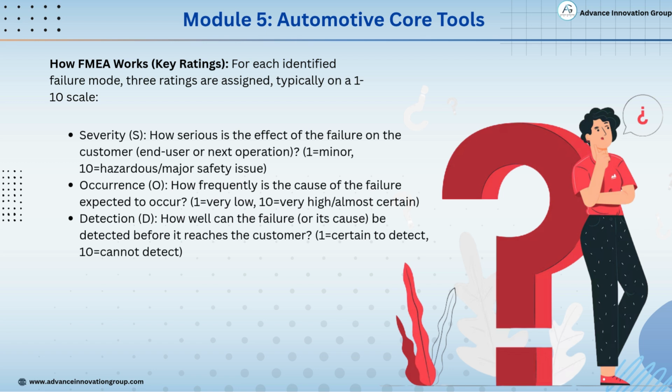2. Occurrence, O. This indicates how often the cause of the failure is likely to happen. 1 means very rare, and 10 means very frequent or almost certain to occur. 3. Detection, D. This rating tells us how easily the failure or its cause can be detected before it reaches the customer. A value of 1 means easy to detect, while 10 means it is almost impossible to detect. By combining these 3 numbers, S times O times D, we get the risk priority number, RPN, which is used to decide which issues to address first.